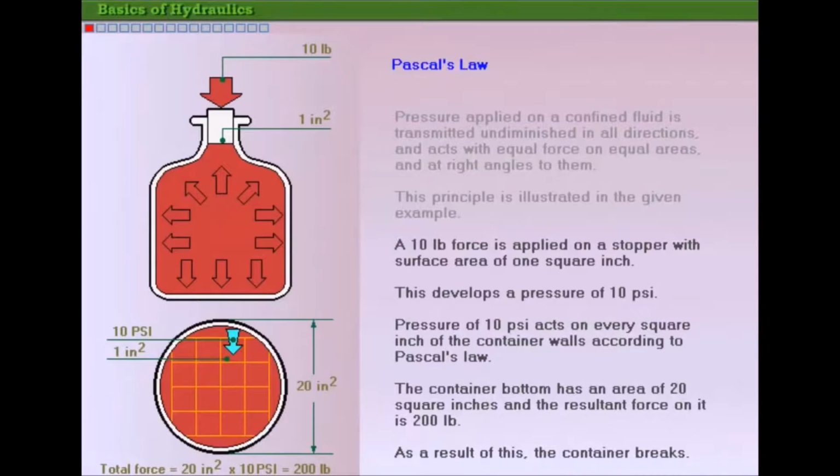The resultant output force is multiplied in this example over the 20 square inches of the bottom of the bottle. In this case, an output force of 200 pounds is generated with an input force of only 10 pounds. Due to this increased force, the bottle breaks.